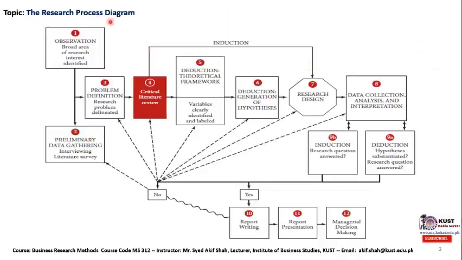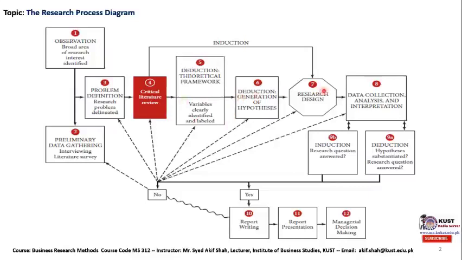This is a complete research diagram which starts from the broad problem area to be identified and then preliminary data gathering. The problem was narrowed down and clearly defined. Then we made a critical literature review, on the basis of which we developed a theoretical framework where we made a conceptual model and defined the variables in detail. Then we developed the testable statement, the hypothesis.